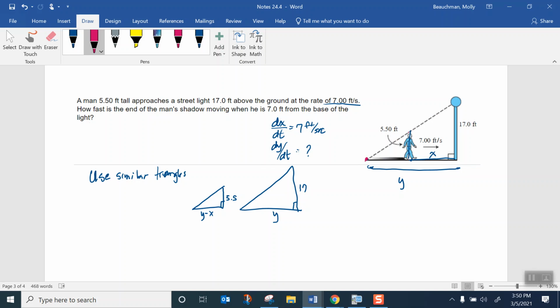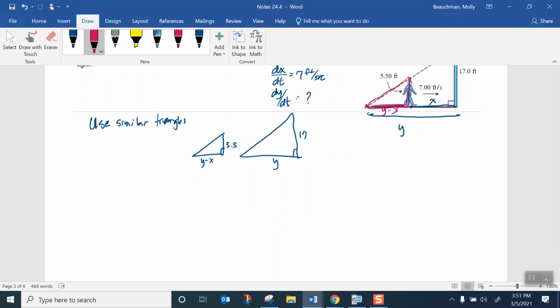So we're going to relate this in similar triangles. So think about the triangle that contains the man and his shadow. That triangle has a length. If we have the entire length, y, and the length as he's moving towards the street light is x, then the length in the smaller triangle is y minus x. Then think about the bigger triangle. Y is the longer side, 17, and we're going to set up an equation with similar triangles.